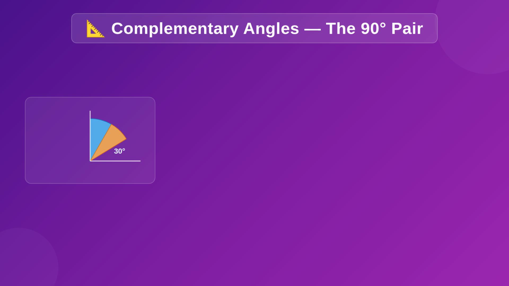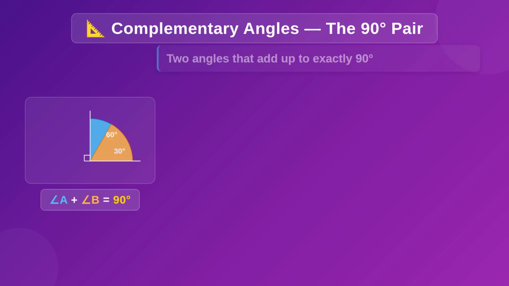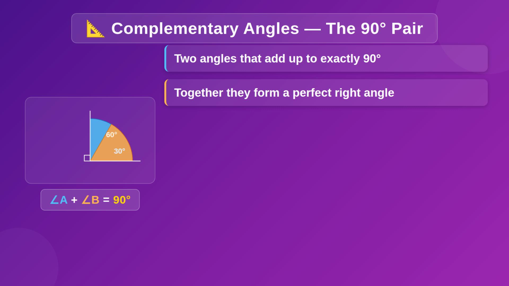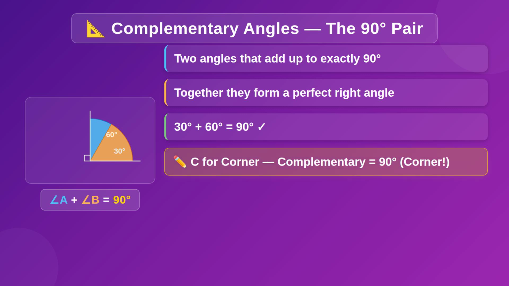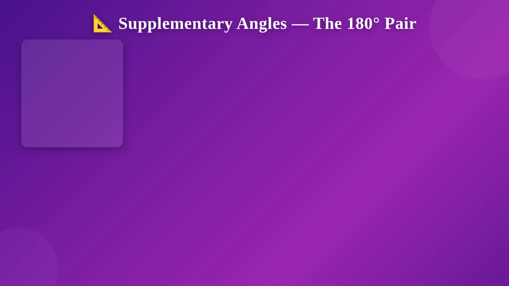Here's the first big idea: complementary angles. Two angles are complementary when they add up to exactly 90 degrees. Together, they form a perfect right angle, like the corner of a picture frame. For example, 30 degrees and 60 degrees are complementary because 30 plus 60 equals 90. Here's a memory trick Maya wrote in her notes. The word complementary starts with C, and C stands for corner. A corner is 90 degrees. Whenever you see two angles adding up to 90, shout it out. Complementary.